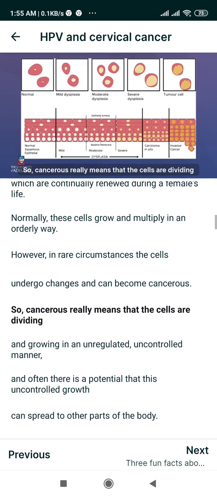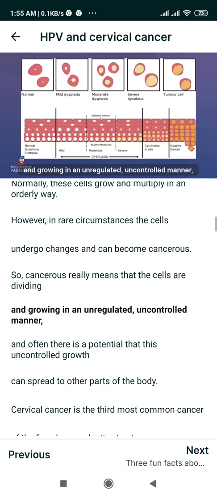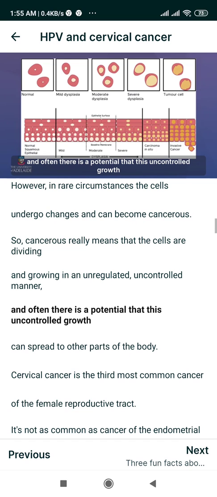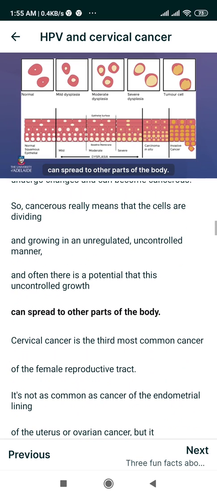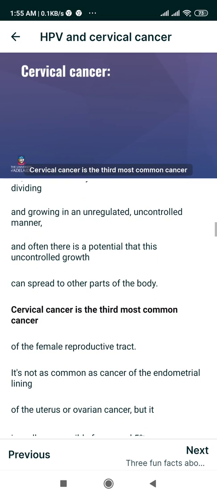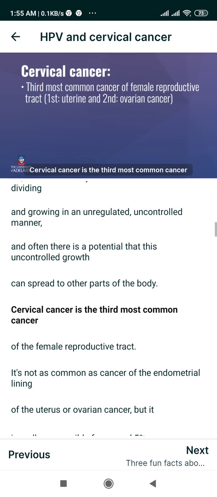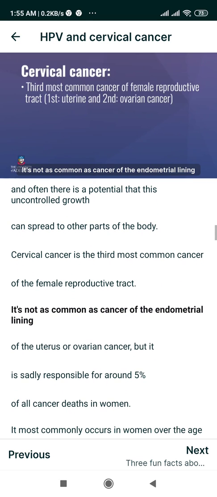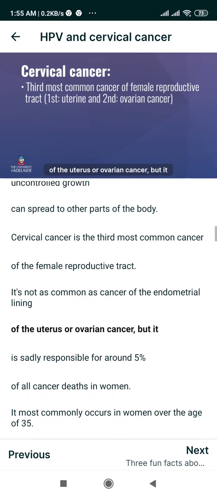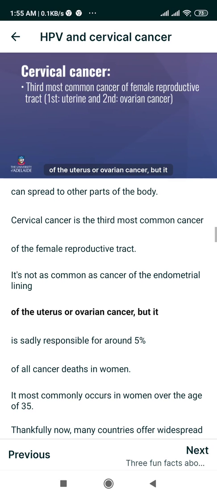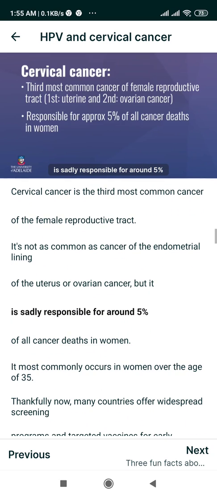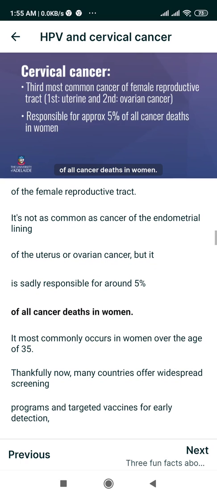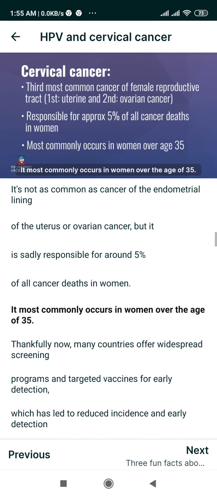So cancerous really means that the cells are dividing and growing in an unregulated, uncontrolled manner, and often there is a potential that this uncontrolled growth can spread to other parts of the body. Cervical cancer is the third most common cancer of the female reproductive tract. It's not as common as cancer of the endometrial lining of the uterus or ovarian cancer, but it is sadly responsible for around 5% of all cancer deaths in women. It most commonly occurs in women over the age of 35.